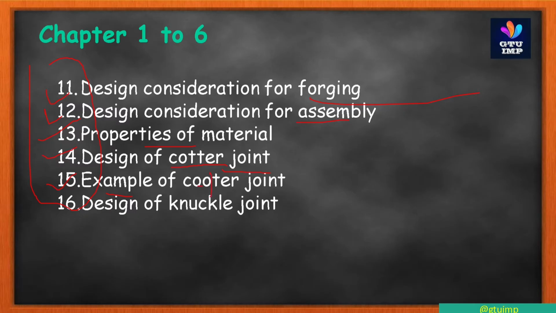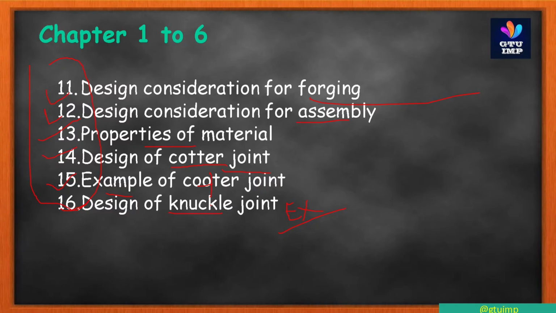This is a cotter joint. My mistake. This is an example and design, also cotter joint preparation. Question 16 is knuckle joint design and also its example. Prepare very well, because this is the most important question in the subject. So don't forget any questions and prepare very well for your GTU exam.